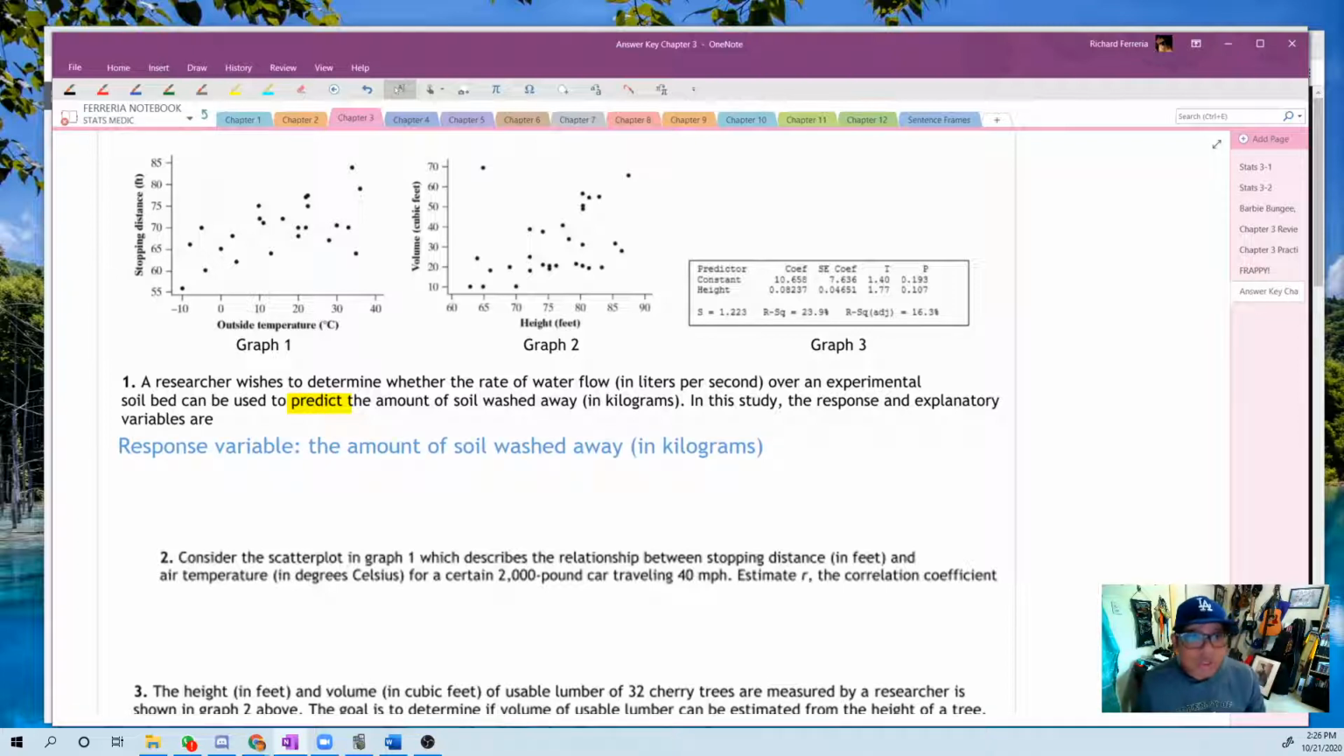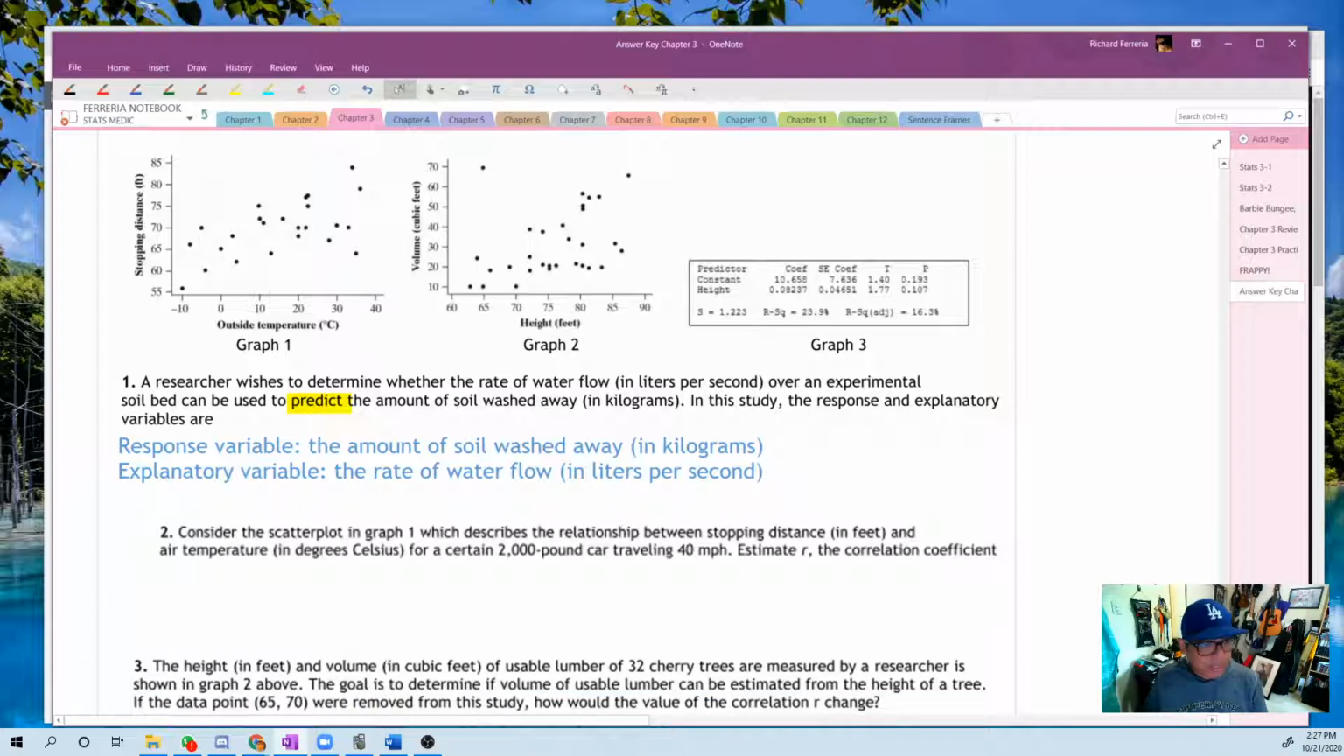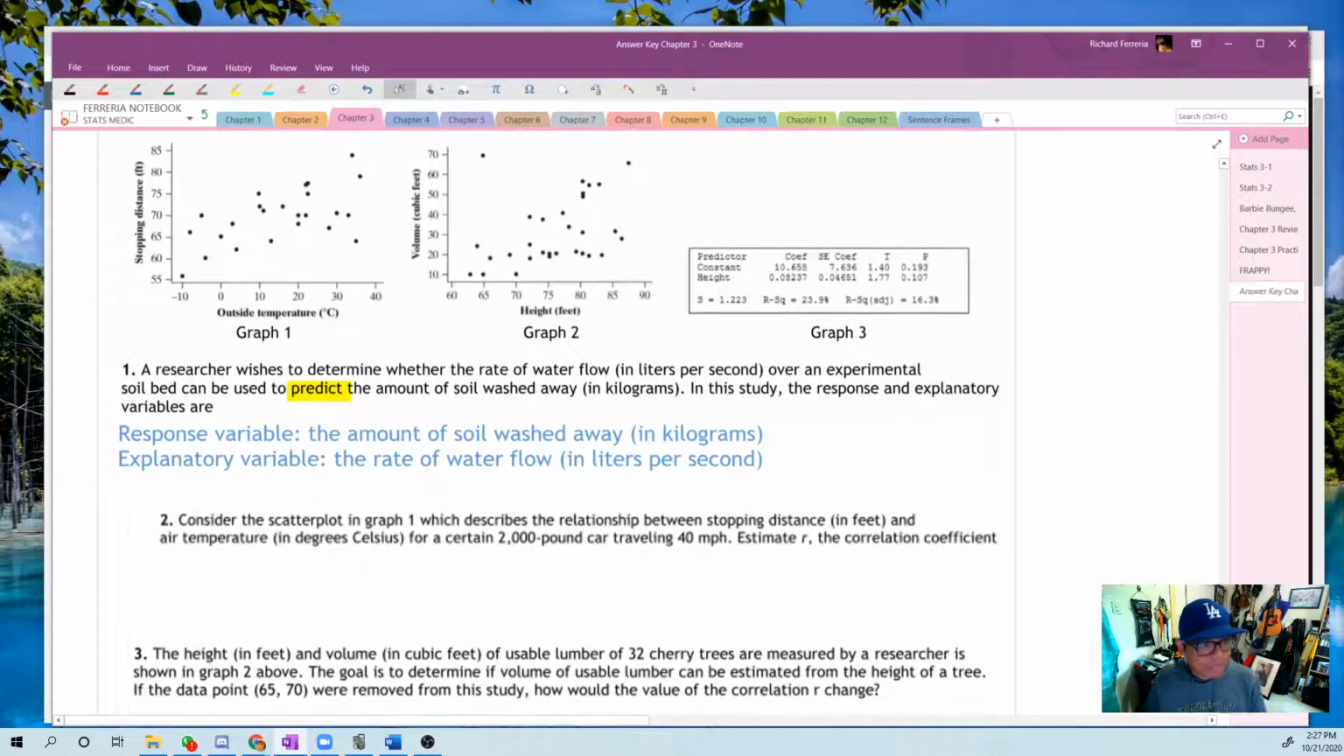Next, we're trying to say, well, what is affecting that response variable? What is affecting the amount of soil washed away? And what we see here is the rate of water flow is going to be used to predict. So that tells us that the explanatory variable is going to be the rate of water flow in liters per second. So that's great. Let's take a look at question 2.